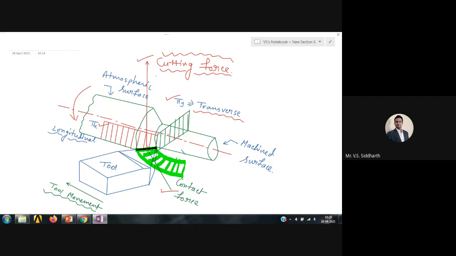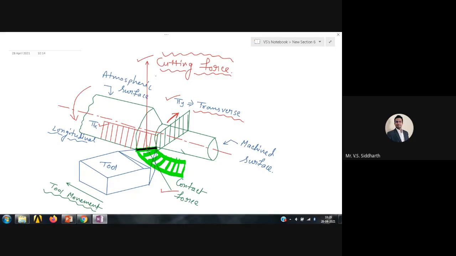Which force is in the transverse plane? Cutting force is in the transverse plane. So the transverse plane is going that side, and the cutting force is in this direction. So how can you say that it is in the transverse plane? It is not in the transverse plane.